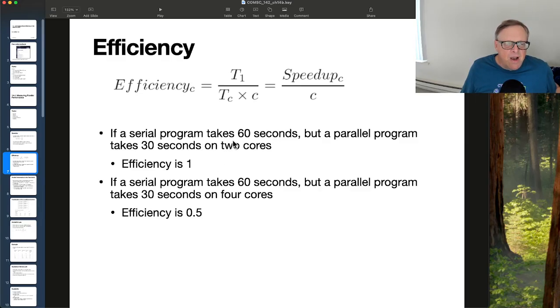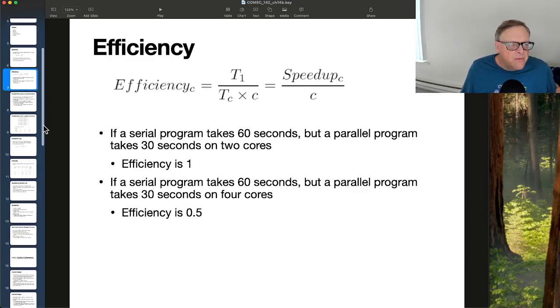So if a serial program takes 60 seconds, but a parallel program takes 30 seconds on 2 cores, that's an efficiency of 1. 2 cores give you half the time. But if it takes 4 cores to get to 30 seconds, that's 50% efficiency. You've only gained half of the theoretical maximum. That's pretty obvious too, a simple measurement.